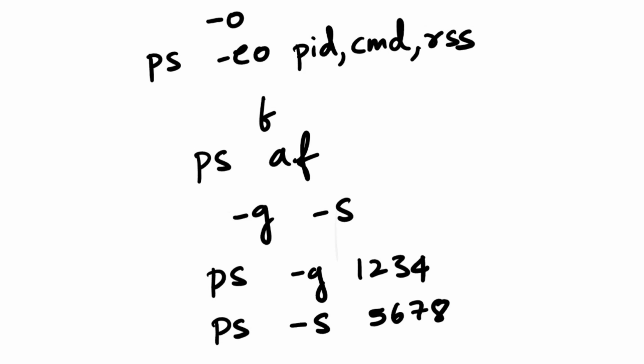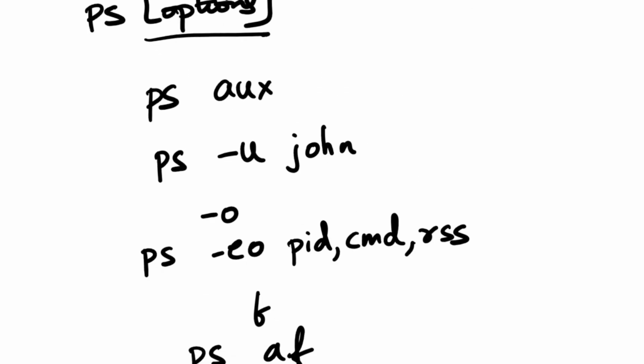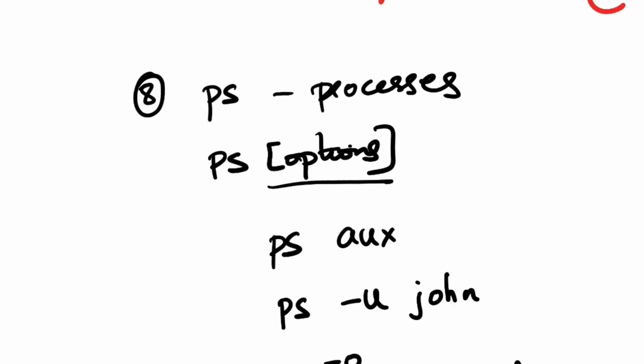These are just a few examples of how you can use the ps command to list running processes on a Linux system. The options provided with ps allow you to customize the output to match your specific needs for process monitoring and analysis. The ps command is a valuable tool for system administrators and users to gain insights into the behavior of processes on a Linux system. Let's go to the next question.